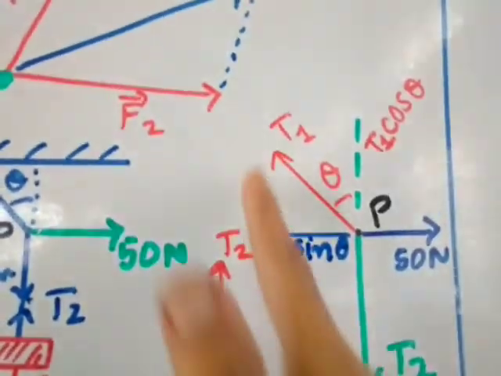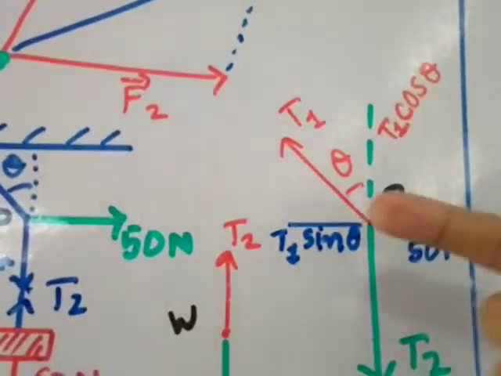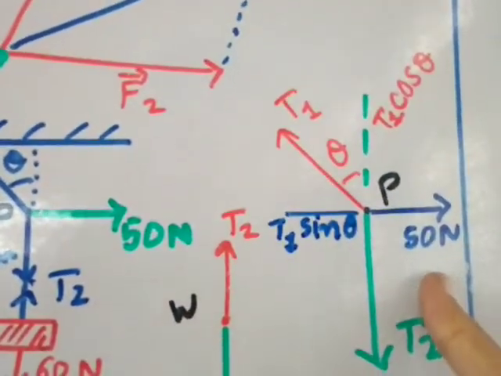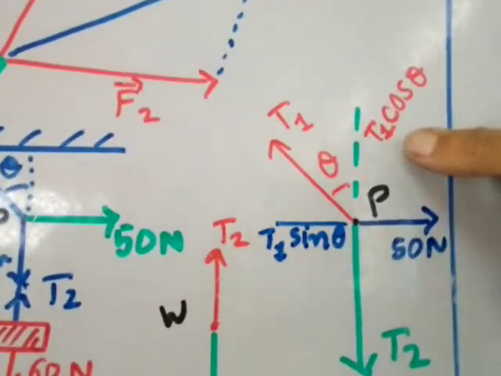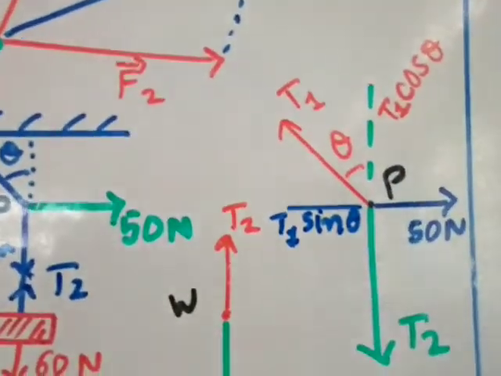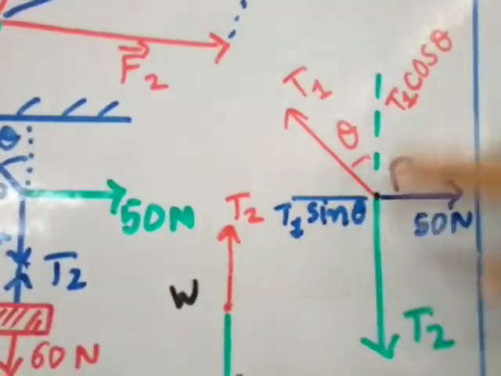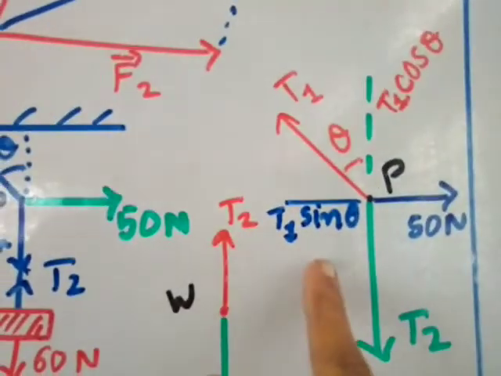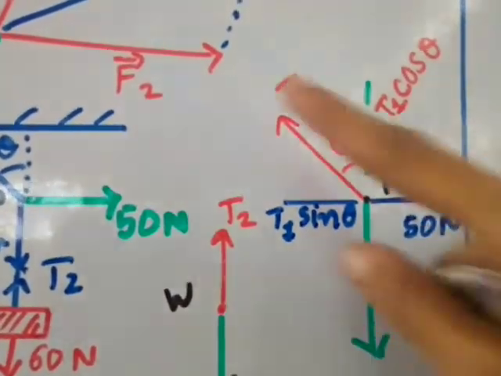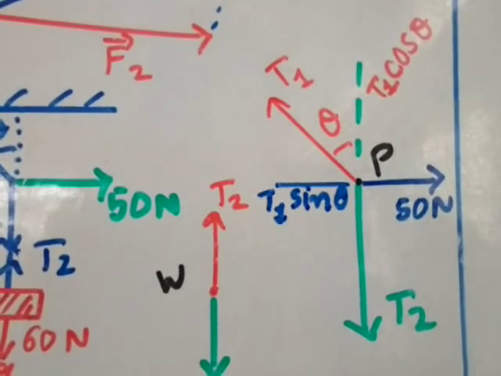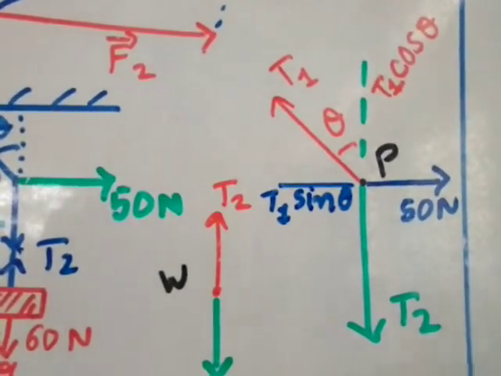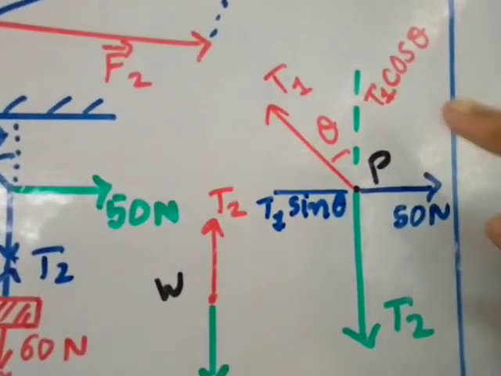If you draw on the horizontal, this will be T1 sin theta, which will be equating 50 Newton. And this will be T1 cos theta, which will be equating T2. Since this is theta, this will be T1 cos theta and this will be T1 sin theta. We are resolving this T1 into the component form. You have done this in the last chapter. So we are resolving this, right?